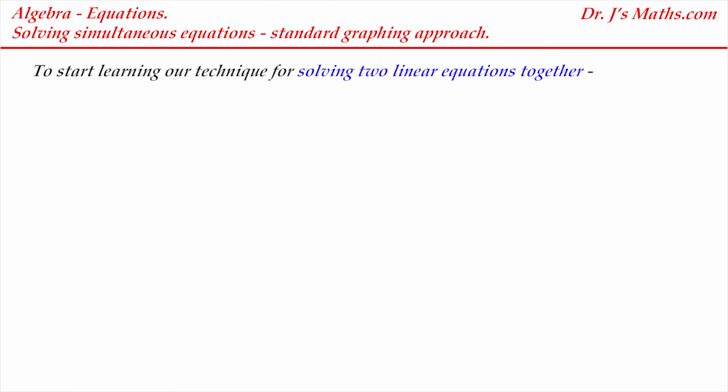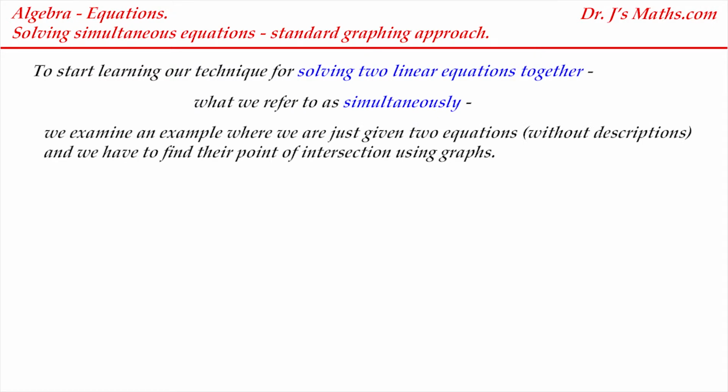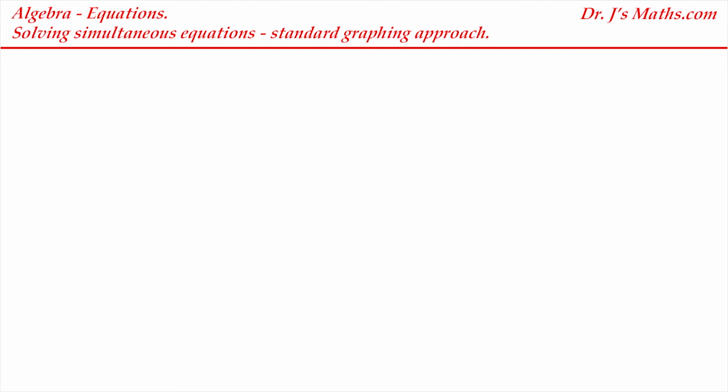To start learning our technique for solving two linear equations together, and we call that simultaneously, we refer to an example where we are just given two equations. There's no descriptions about what the variables are, and we have to find their point of intersection using graphs. This is a fairly common one. The two equations we've been given are y equals 3x plus 1 and x plus y equals minus 3.